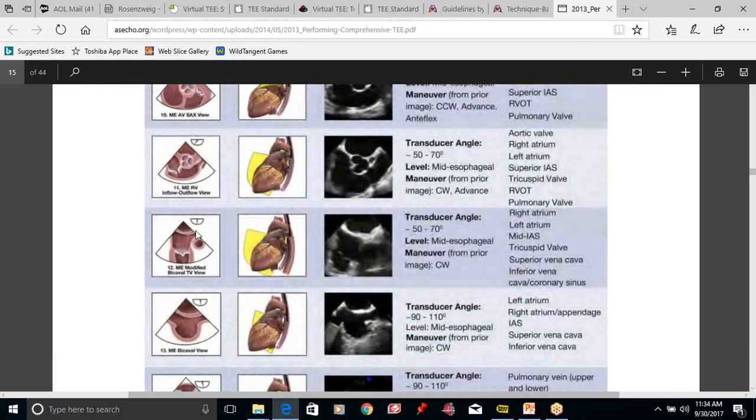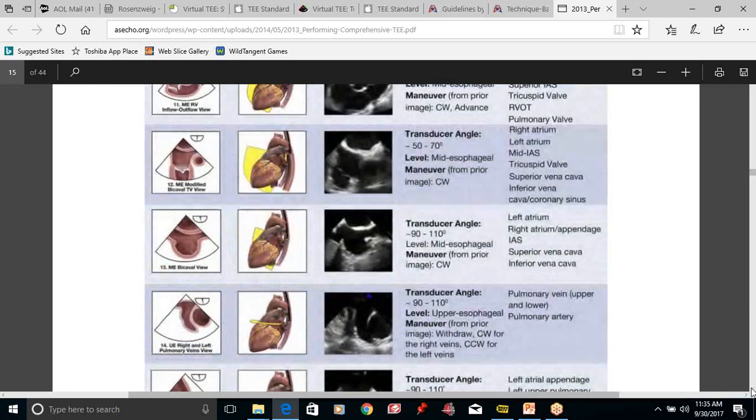And then this is another view, still mid-esophageal level, but you're looking more at your left atrium. This is the atrial septum and right atrium. You get a much clearer view. So if you are looking for something on the atrial septum, you can see it clearly.